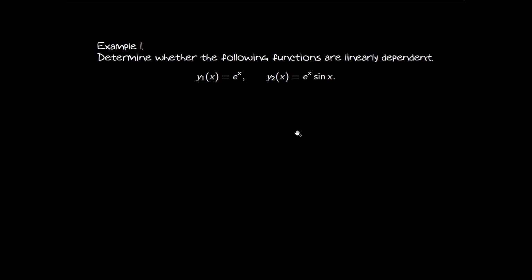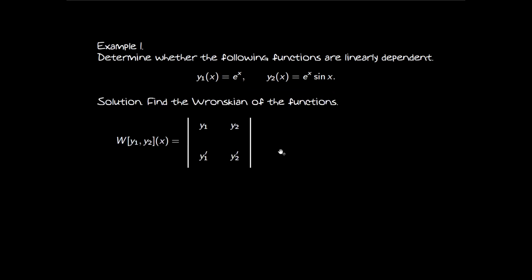So first of all, we need to find the Wronskian of the 2 functions. And this is the definition, right, which is the determinant of the matrix consisting of the 2 functions and their derivatives. So now we just put the 2 functions into the first row. And then for the derivatives, the first entry's derivative is pretty straightforward. It's just e to the x, right?